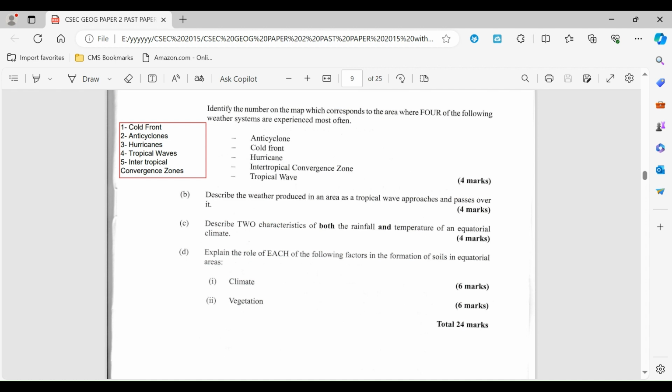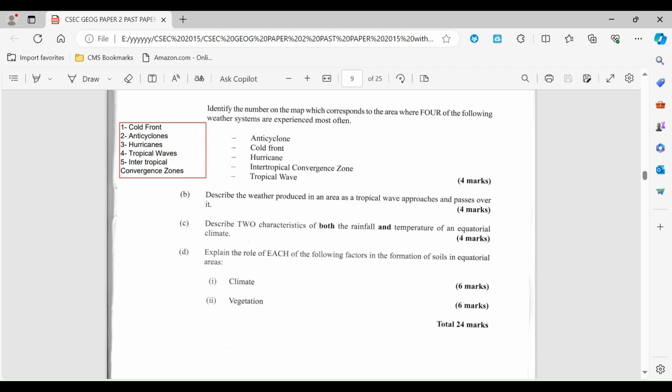So, before the tropical wave arrives, it is generally sunny with clear skies. When the tropical wave arrives, the sky becomes overcast with cumulonimbus clouds and wind changes from northeast to southeast, and then you have heavy rainfall and gusting winds. When the wave passes, there may be light rain as the sky begins to clear up. The picture shows what happened before the tropical storm arrives, and also after it has passed. Once you're able to explain that, that's 4 marks.